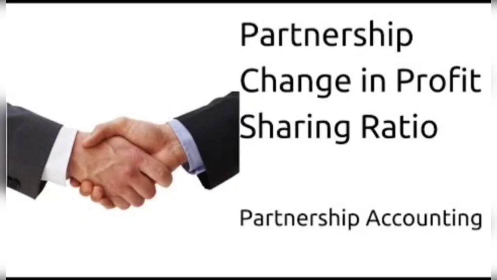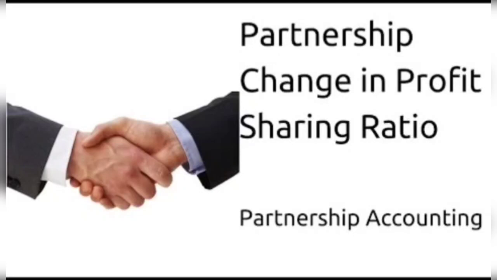In a partnership business, if the partners have decided to change the profit sharing ratio which they agreed before, then at that moment they have to make some adjustments in their books of accounts.